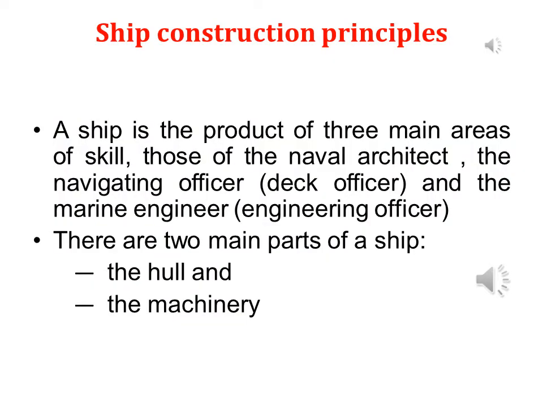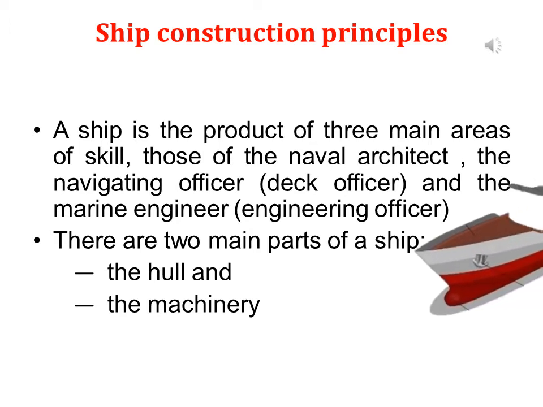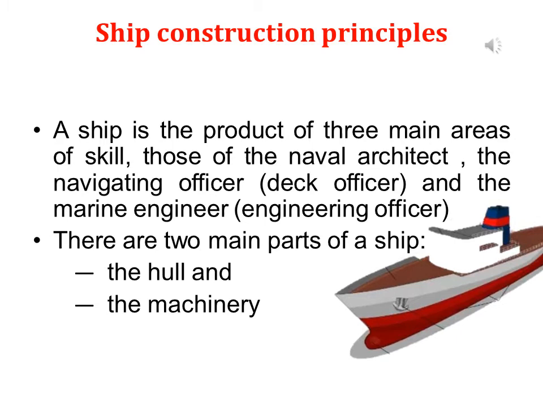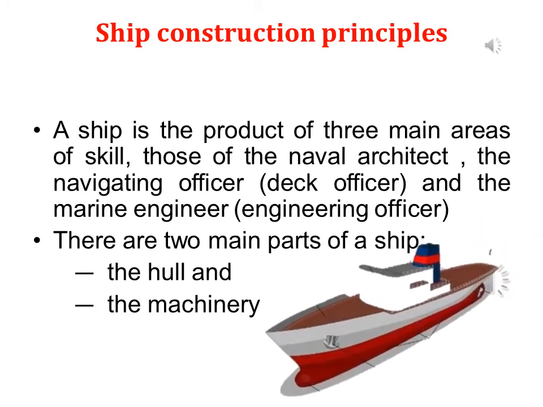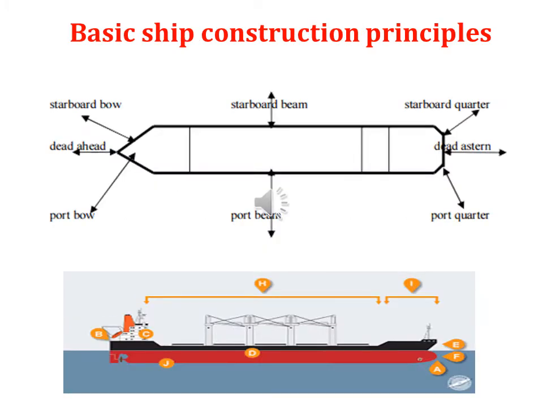Ship construction principles. A ship is the product of three main areas of skill: those of the naval architect, the navigating officer, deck officer, and the marine engineer, engineering officer. There are two main parts of a ship: the hull and the machinery. Basic ship construction principles.